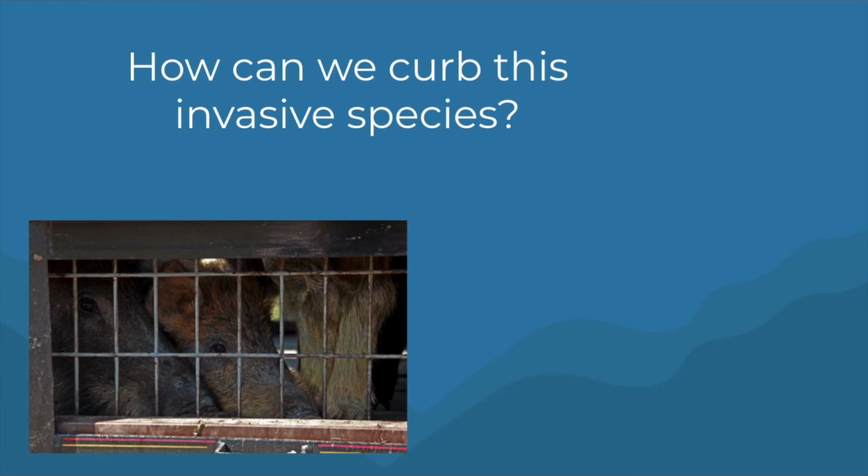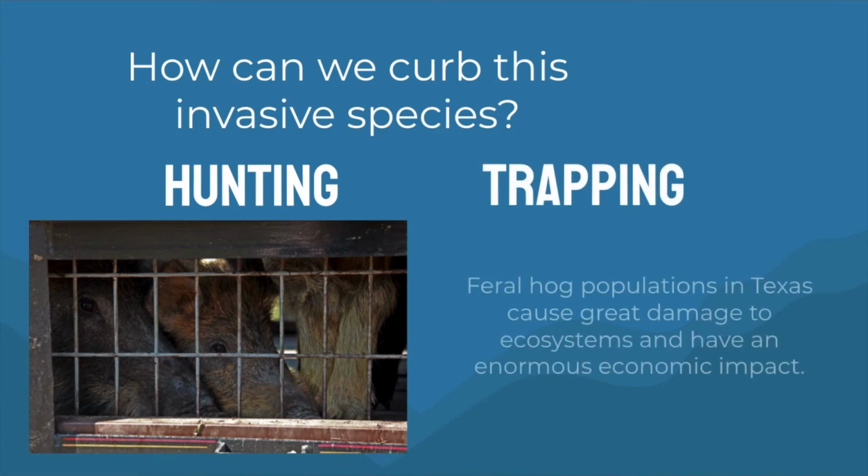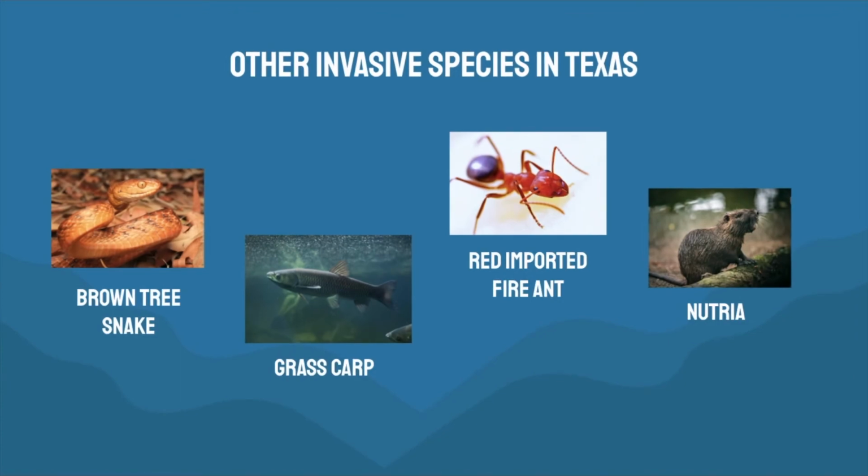So how can we curb this invasive species? There's two ways: hunting and trapping. Feral hog populations in Texas cause great damage to ecosystems and have an enormous economic impact as well. There are other invasive species in Texas too: the brown tree snake, the grass carp, the red imported fire ant, and the nutria. They're all invasive species as well.